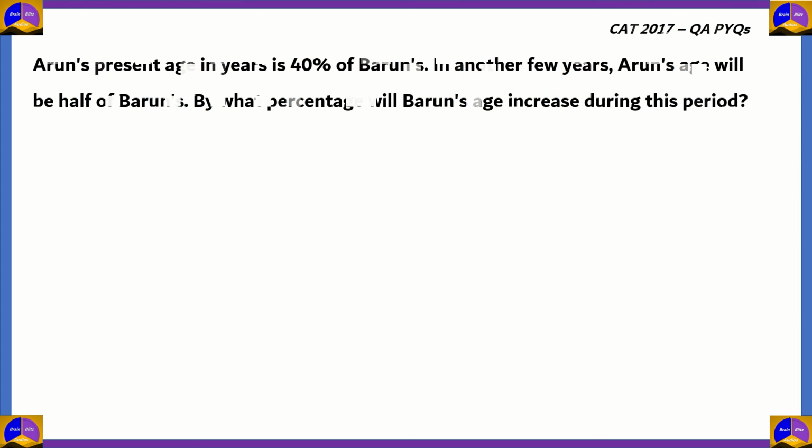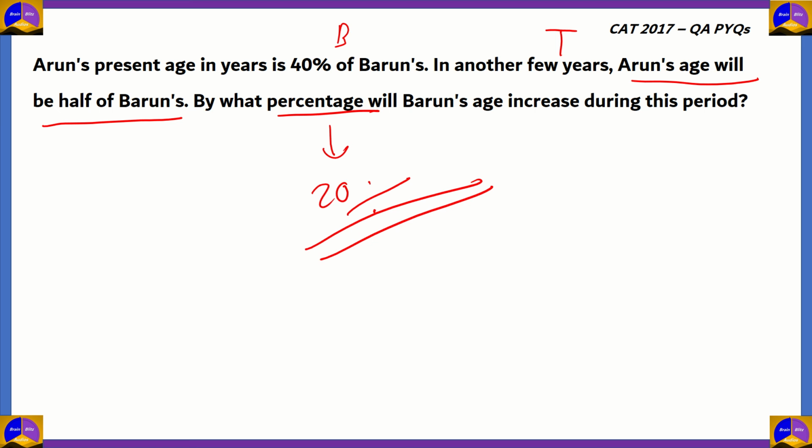So just to start off with, we put B as present age, T as the time period that passes, and we're going to use the statement in the question that says Arun's age will be half of Barun's in T years. And by using that, we can find the value of T with respect to B, and whatever the coefficient of B is, turns out to be the percentage. And so that percentage is 20%. So this is one of the many ways in which you answer questions for QA.